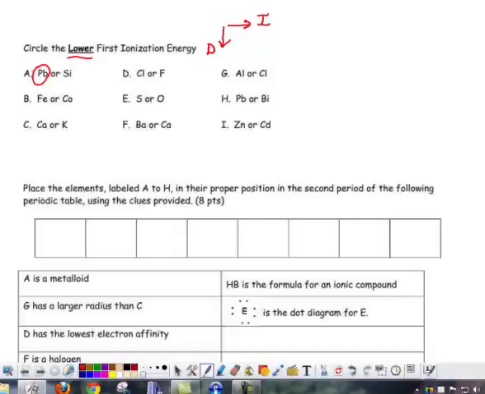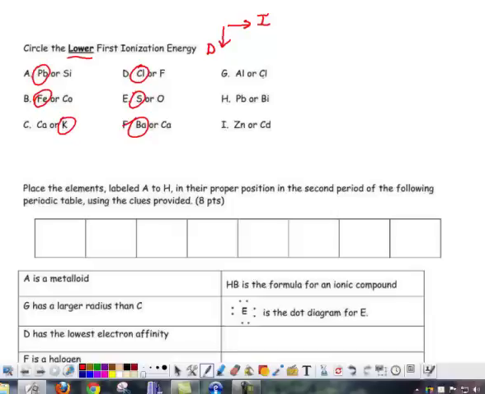Iron or cobalt, it's going to be iron. Calcium or potassium, it's going to be potassium. Chlorine or fluorine, it's going to be chlorine, lower on the same column. Sulfur or oxygen, sulfur is lower in the same column. Barium or calcium, barium's lower in the same column. You see a trend here.